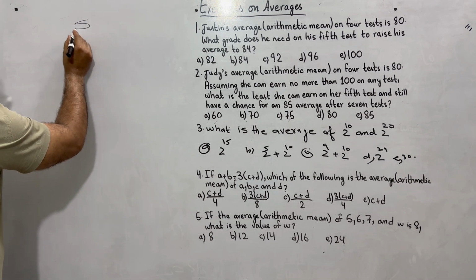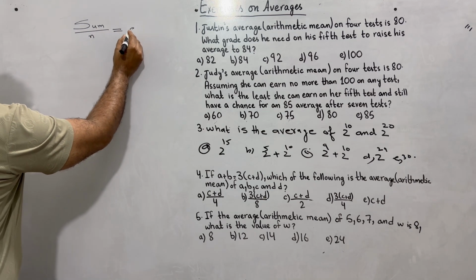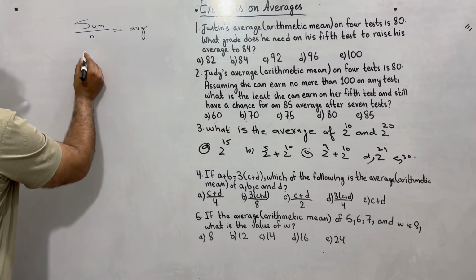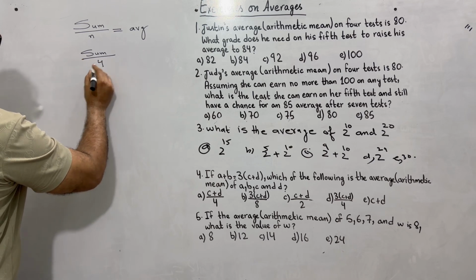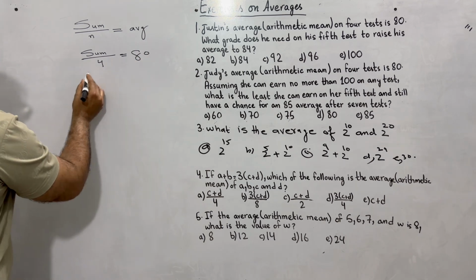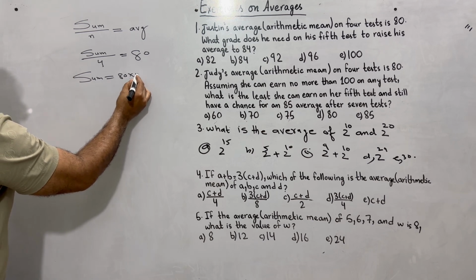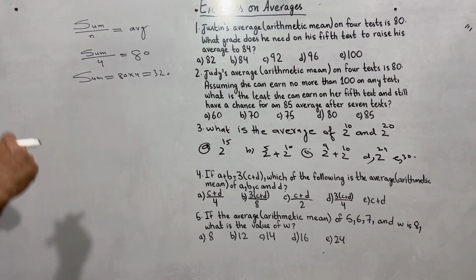What is the definition of average? Sum divided by the number of items is equal to the average, or arithmetic mean. The sum we have no idea about, but we can manage. After 4 tests, he has an average of 80, so the sum is going to be 80 times 4, that is 320. So the sum of the scores on the first 4 tests is 320.